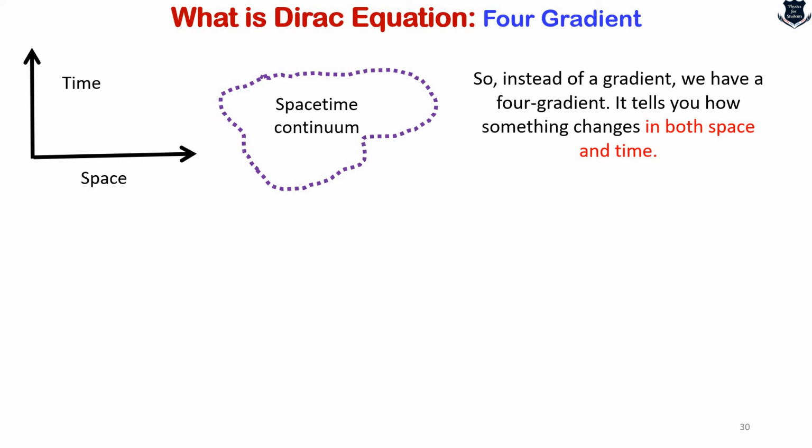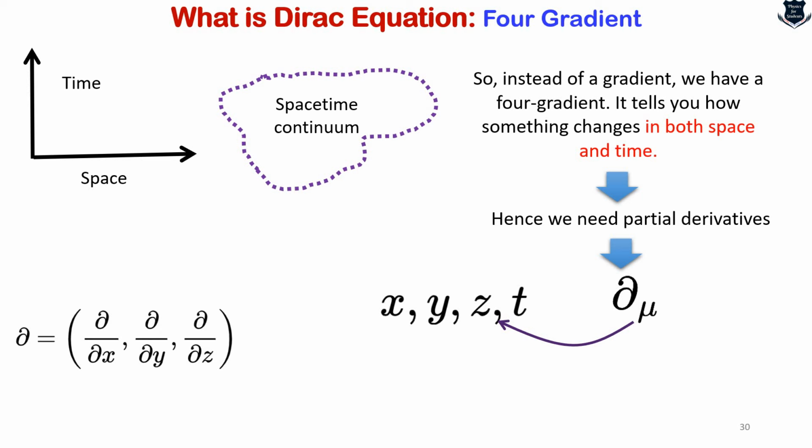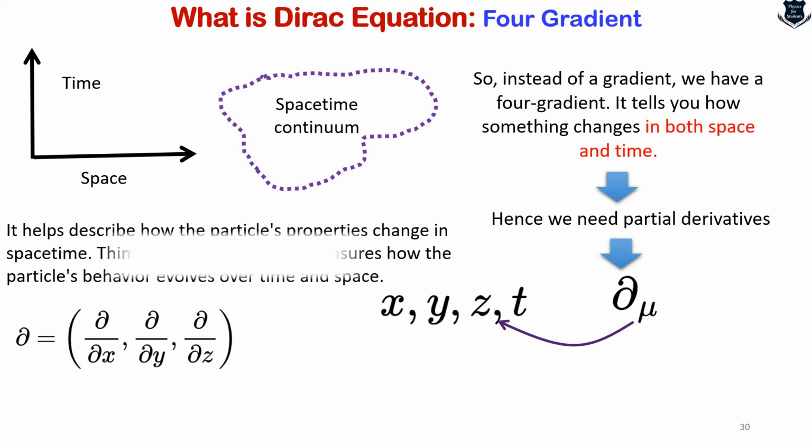So as it tells us that something changes in both space and time, we need partial derivatives, and hence we need a partial mu, and this mu covers x, y, z and t. That means the three dimensions of space and t being the dimension of time. So this is the general partial derivative, right? Del by del x, del by del y, as we do in general calculus. So it actually describes how the particle's properties change in space-time.